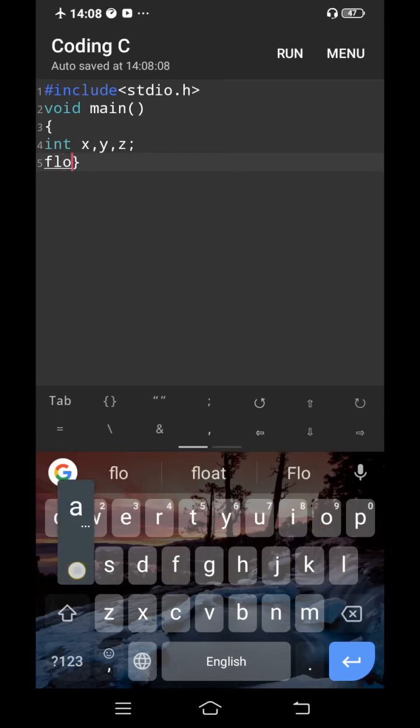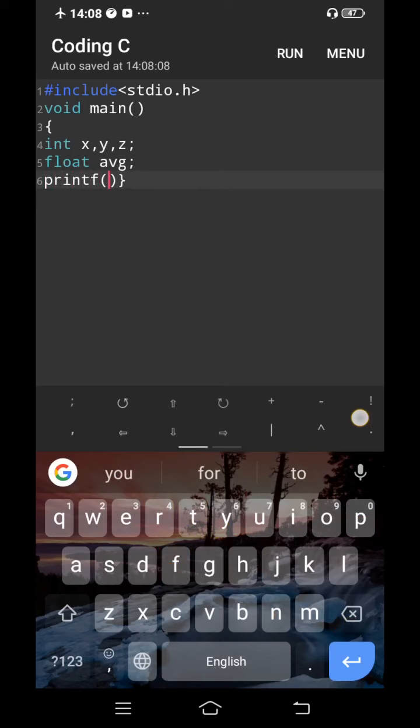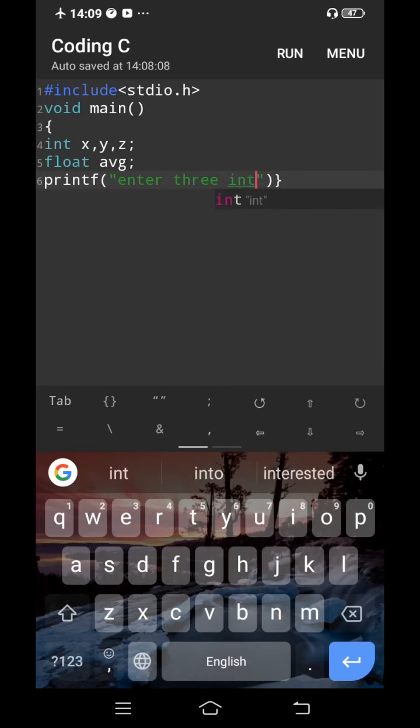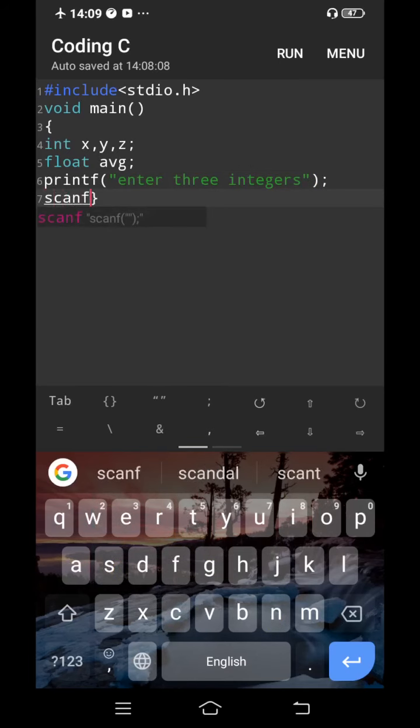And next, in the process of finding average, we may get a floating value, so we take float as a keyword. Next, printf. Printf is used to output "Enter three integers". And next, scanf is used to input.